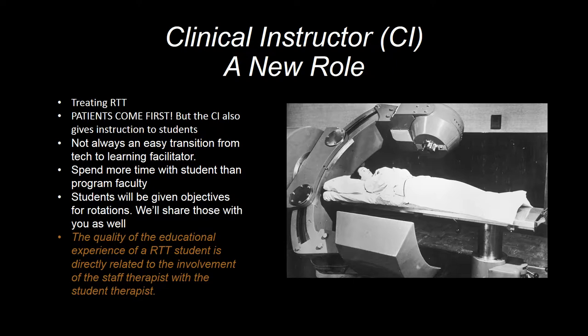Students will be given objectives for their specific rotations. We'll share those with you as well. But in short, students will be carrying around their objectives. They're going to be walking around holding on to the things that they need to know, and they'll be asking you questions. We start off very easy, with very small bite-sized pieces of things we want them to be able to do. It builds with each semester until finally they're doing lots and lots of things by the time they're getting ready to graduate.